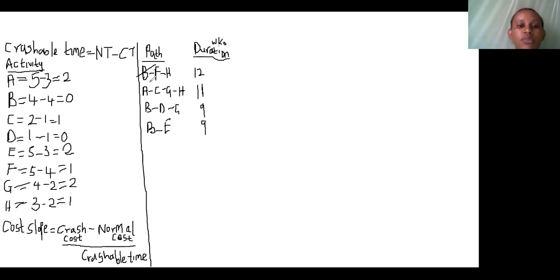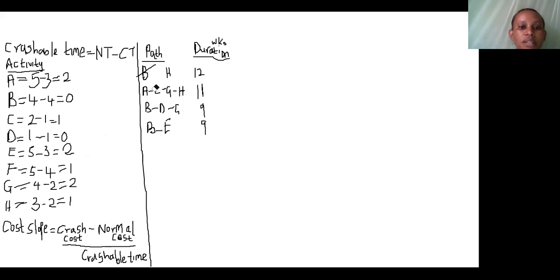So now it is possible for us to crush this activity F by this 1 week as the crushable time. And you realize that once we have crushed activity F by 1 week, then we have got no more time to crush activity F. So we can actually close that particular activity because no more crushing will be possible for activity F. So we have exhausted its crushable time.